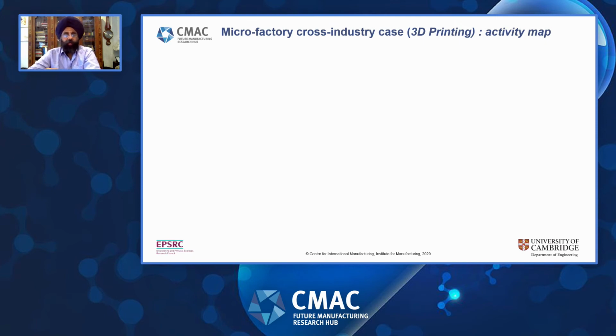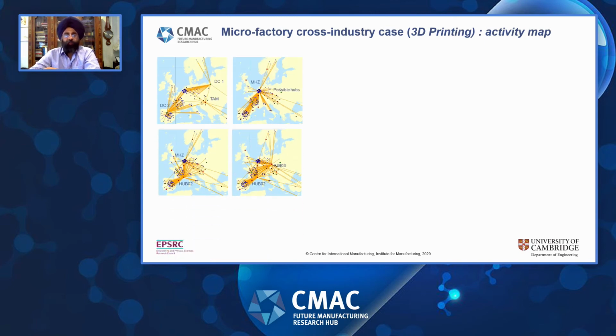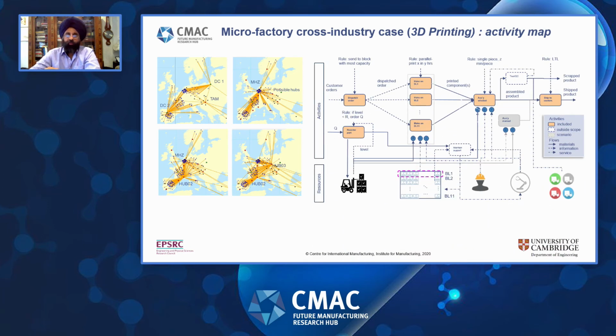So I'm going to share a worked example we've done on a real-world case study in the 3D printing environment to look at some of the options. And here we see 4 alternative manufacturing footprints where there's degrees of centralization and distribution. And we're trying to identify what is the most attractive footprint going forward.